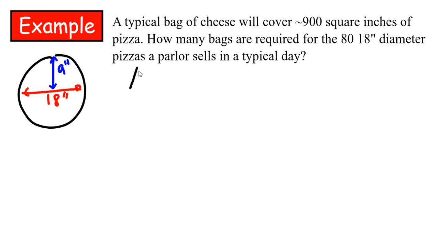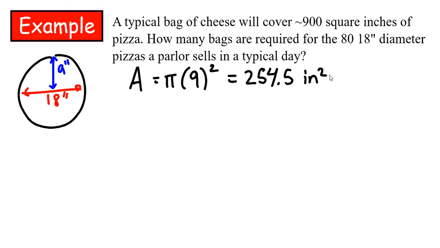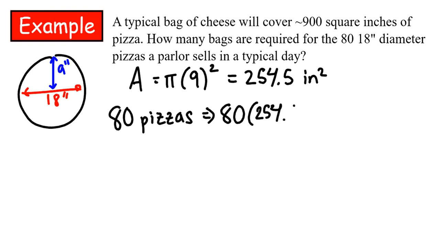So the area of one circle would be pi times its radius 9 squared. So that's going to be 81 times pi. So 81 times pi, this is 254.5 inches squared. That is one pizza. If I have 80 pizzas, that's going to be 80 times 254.5 inches squared. I'll just know that I'm talking about inches squared and multiply those two.